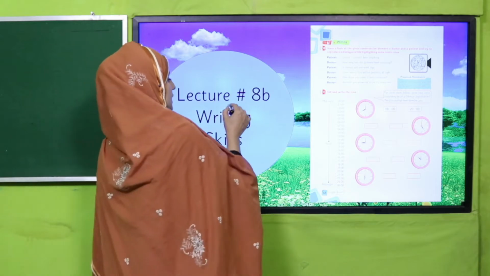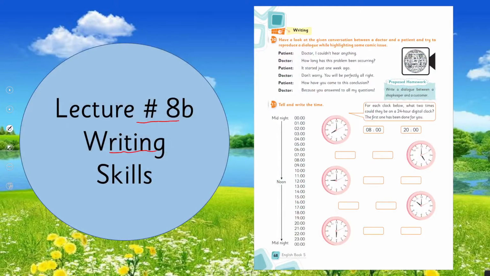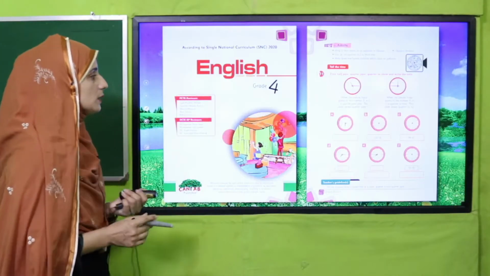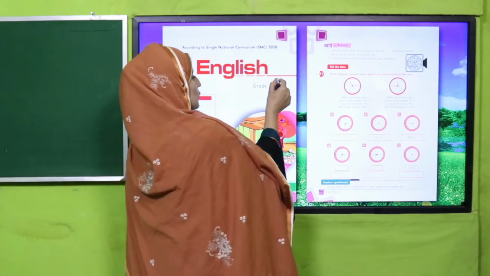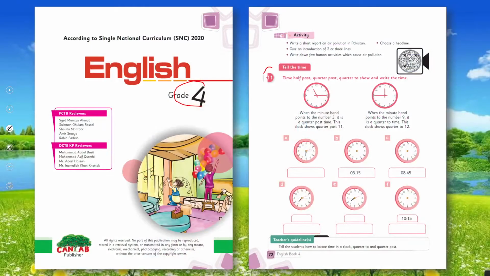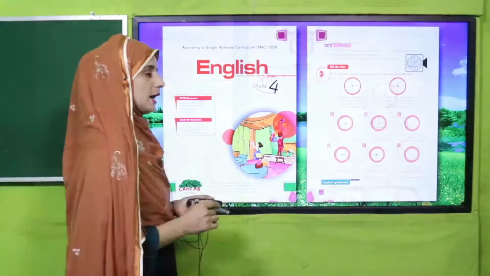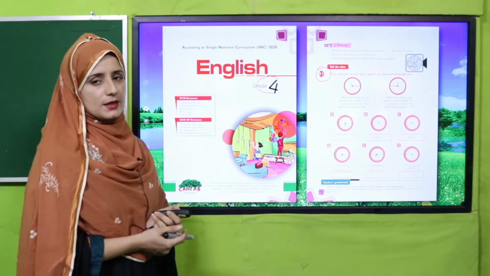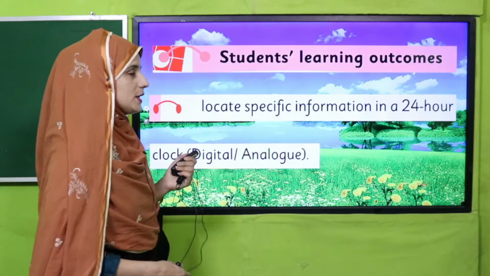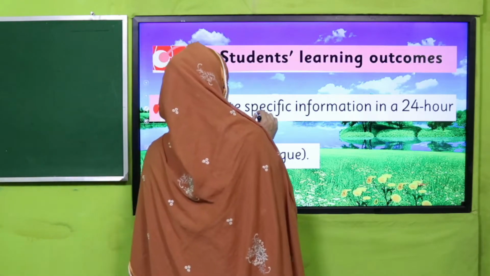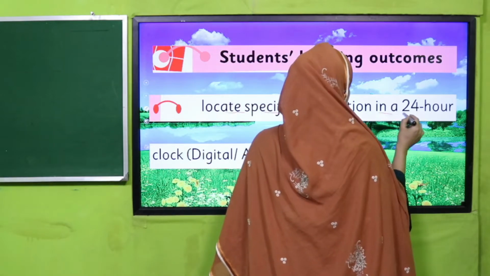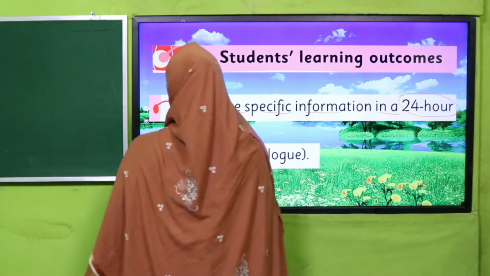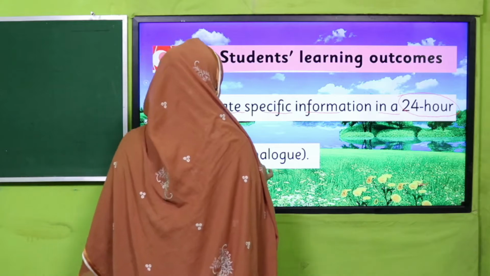Today's lecture, lecture 8, under the title of Writing Skills, we will learn about time. Before, in English for grade 4, we have already learned about time. I hope you remember it. If you do not, you can watch this video lecture again. Our expected learning outcomes today are: locate specific information in a 24-hour clock, digital and analog.